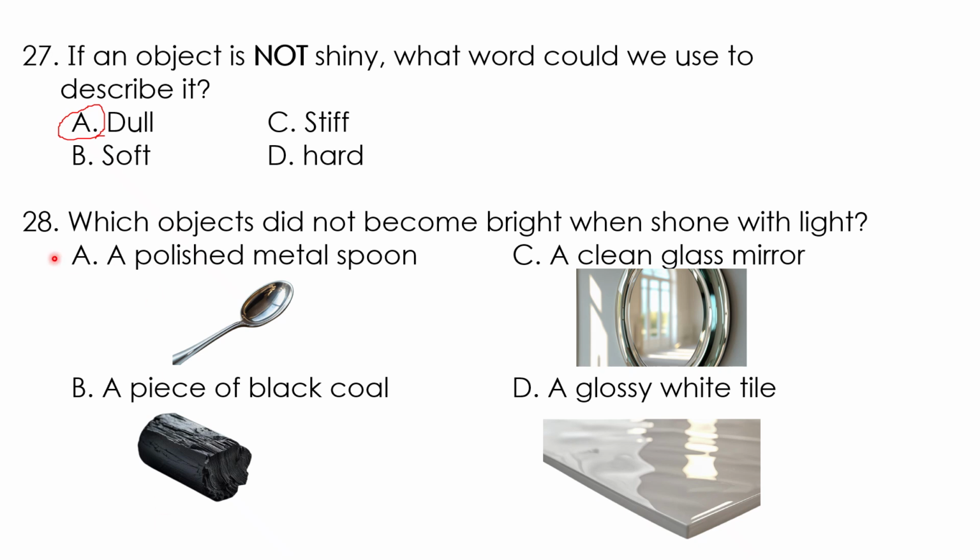Next, for number 28. Which object did not become bright when shone with light? A. A polished metal spoon. B. A piece of black coal. C. A clean glass mirror. D. A glossy white tile. What is your answer? Good job, kids! It is letter B.